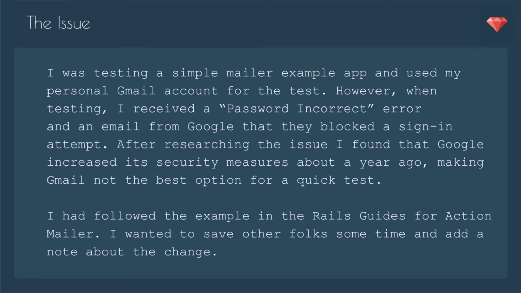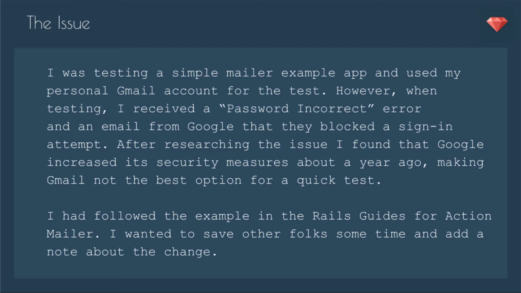I was testing a simple mailer app and used my personal Gmail account for the test. That was actually back in episode 14 when we were deploying to DigitalOcean. However, when testing, I received a password incorrect error and an email from Google that they blocked a sign-in attempt. It was very cryptic. After researching the issue, I found that Google increased its security measures about a year ago, making Gmail not the best option for a quick test.